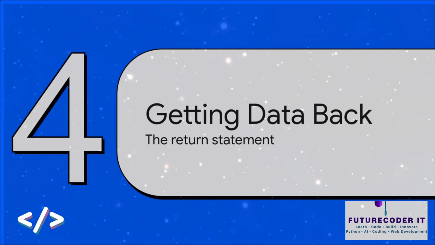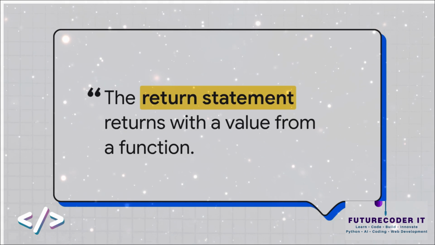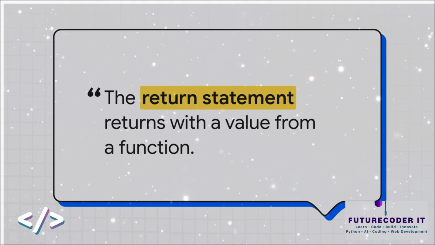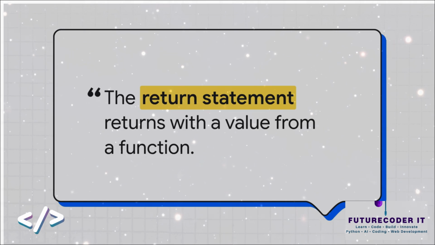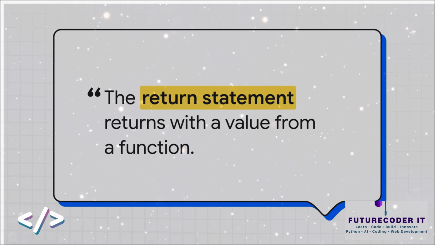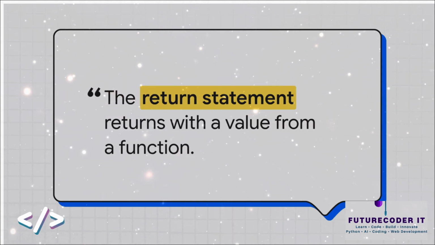Moving right along, Section 4, Getting Data Back Using Return. Up until now, our little conceptual functions have just been printing text. But in real-world programming, you rarely just print things. Usually, you want your function to crunch some numbers, process some data, and actually calculate a result to hand back to you. The official Python documentation puts it perfectly.